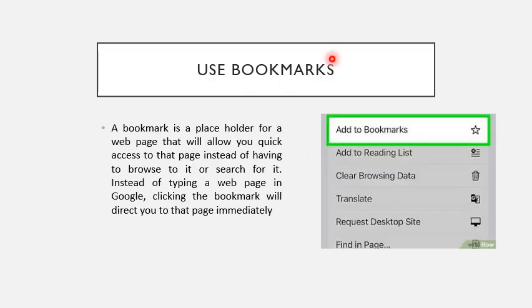Now, use bookmarks. What are bookmarks? A bookmark is a placeholder for a web page that will allow you quick access to that page instead of having to browse to it or search for it. Instead of typing a web page in Google, clicking the bookmark will direct you to that page immediately. A bookmark, in short, is just like a paper bookmark you use in your journals, in your copies, to open that page directly and not look for those pages.